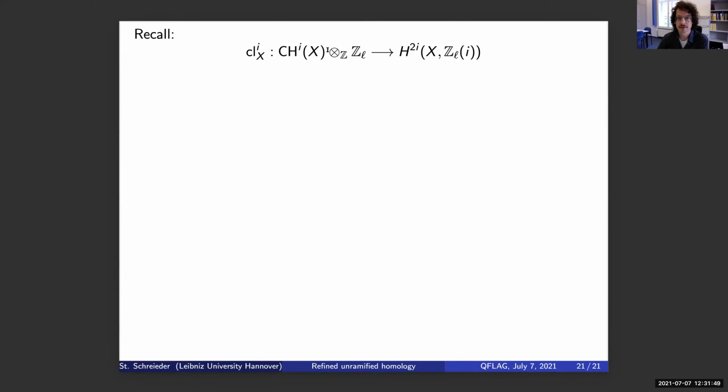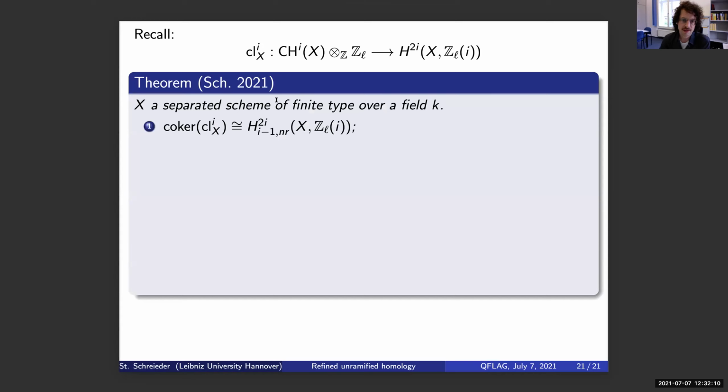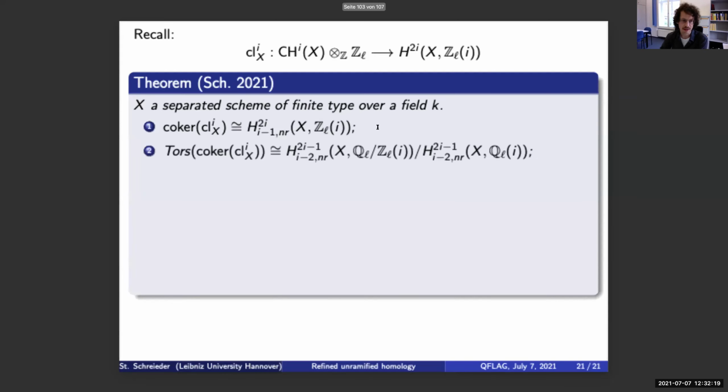So X is separated schema of finite type over K, L is invertible in K. The l-adic Chow group, meaning the Chow group tensor ZL, has a cycle class map to this Borel-Moore pro-étale cohomology group. And we would like to understand kernel and image, or kernel and co-kernel. And the theorem is that over any field, we can compute the co-kernel of that map in terms of some unramified, refined unramified cohomology, and also the torsion of the co-kernel, which is analogous to the formula that we've seen before, up to the fact that you have to put some L's somewhere in some Tate twists.